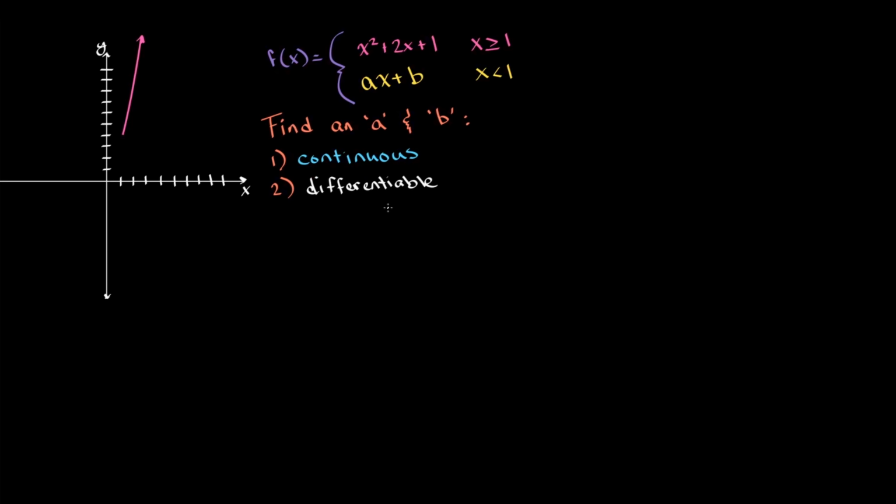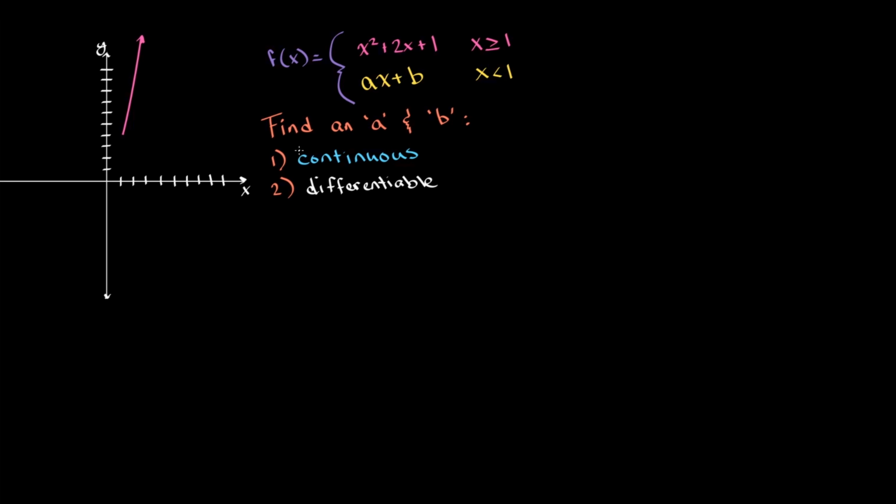We've been talking a lot about differentiability and continuity lately, and this problem's going to expand those ideas, hopefully for you a little bit. So here's the deal. We've got this piecewise function up here, and one piece of it represents this piece of the parabola that I have graphed over here in pink, x squared plus 2x plus 1, for x greater than or equal to 1. And then this other piece represents an arbitrary line, ax plus b, defined for x less than 1.